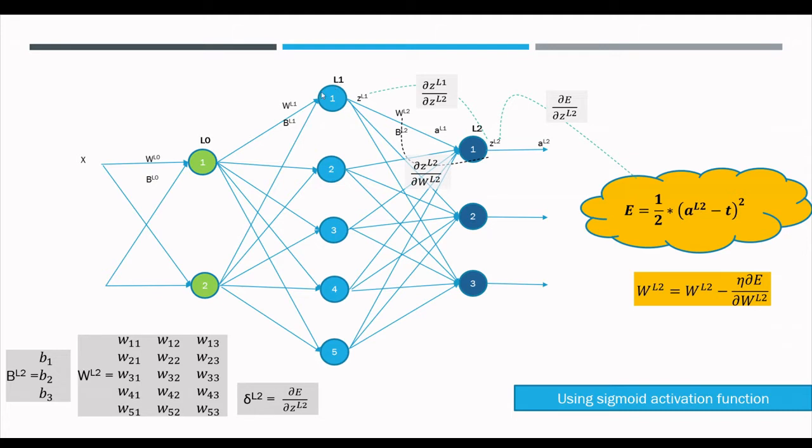So WL1, BL1 belongs to L1. And the output also belongs to L1. So ZL1, AL1, these all belong to L1, right? That's how the matrix notation works in this case. And for L2, the same thing. The WL2 behind it and BL2 behind it belong to this layer, right?